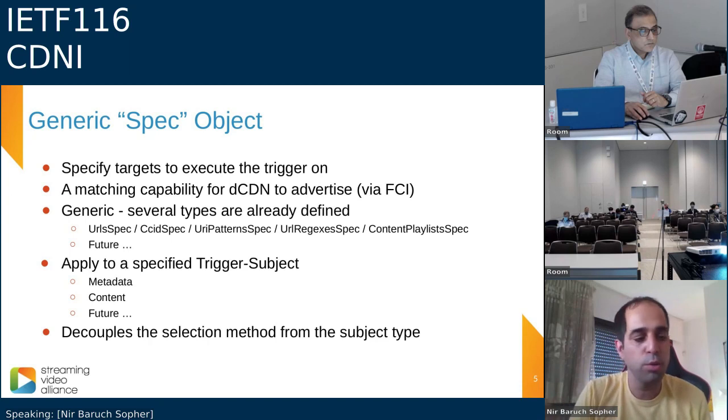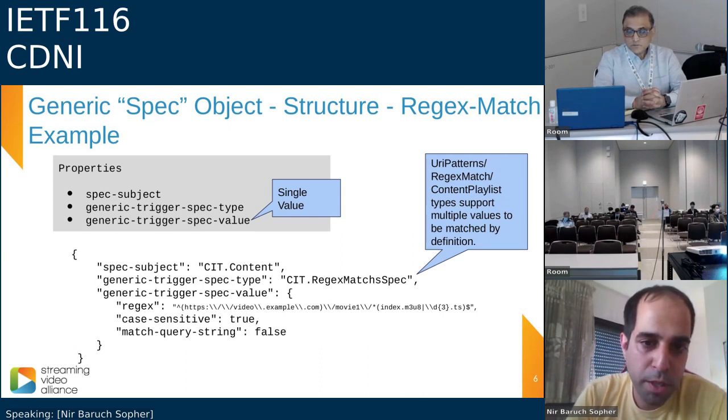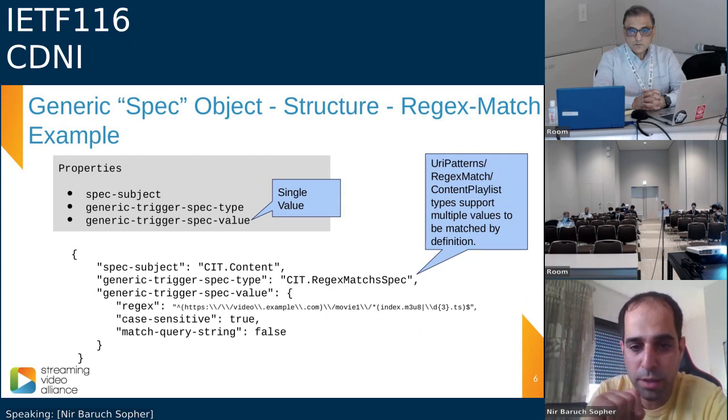Okay, and it will allow the entire protocol to grow. So the structure of the trigger spec is, first of all, the spec subject, then the generic trigger spec type, and the spec value. In this example, the spec subject is content, and the type is regex match. So the trigger would run on content that matches the regex, and within that we see the different properties of the regex match object.